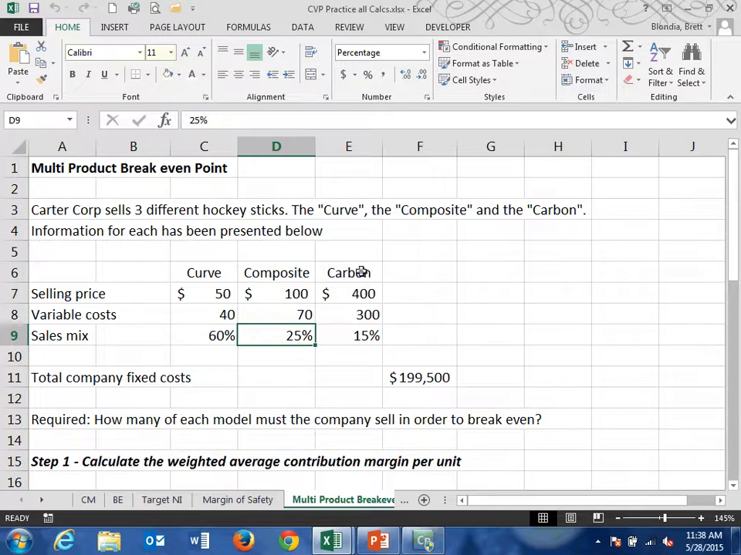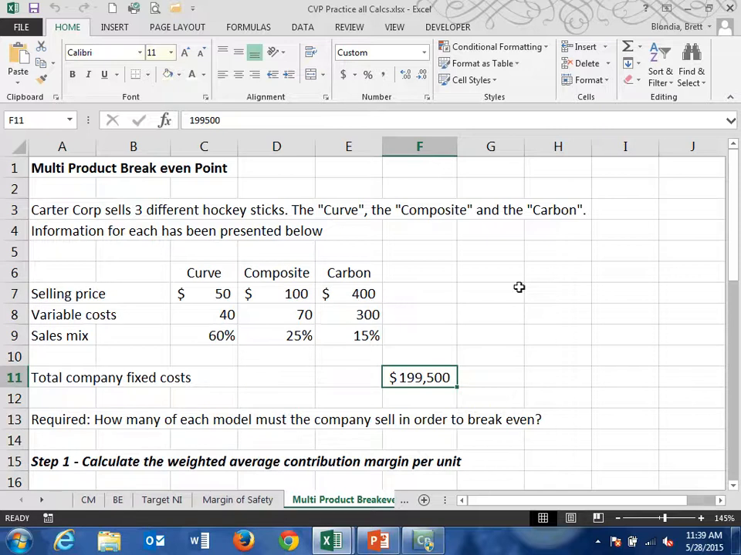And finally, you have the carbon. It's the most expensive stick. It costs $400, has variable costs of $300, and a sales mix of 15%. In total, the company has fixed costs of $199,500. And the question is asking us, it says the required is how many of each model must the company sell in order to break even?